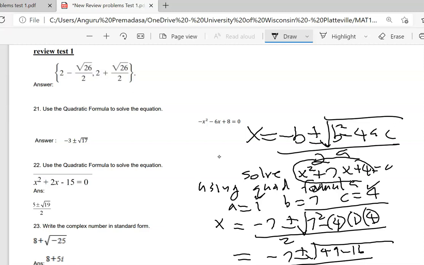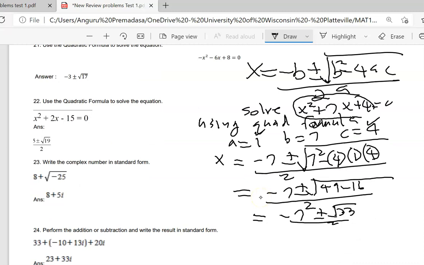So negative b is negative 7 plus or minus the square root of b squared, which is 7 squared, minus 4 times a, which is 1, times c, which is 4, over 2 times a, which is 2. So negative 7 plus or minus the square root of 49 minus 16 over 2, and 49 minus 16 is 33, over 2. And then that is your answer. So that's how you do this problem.